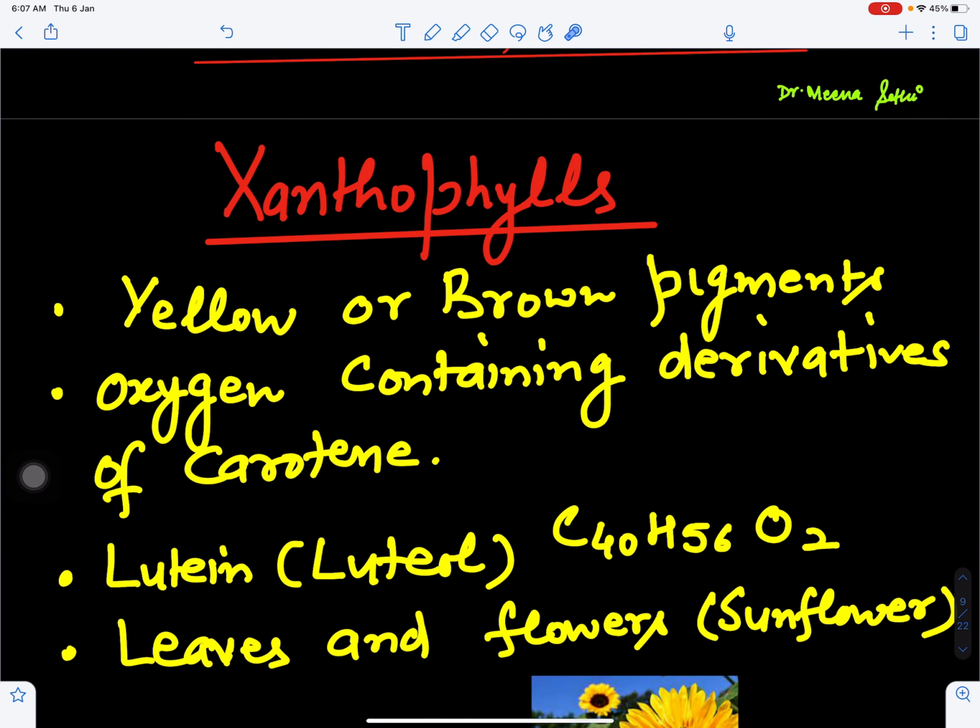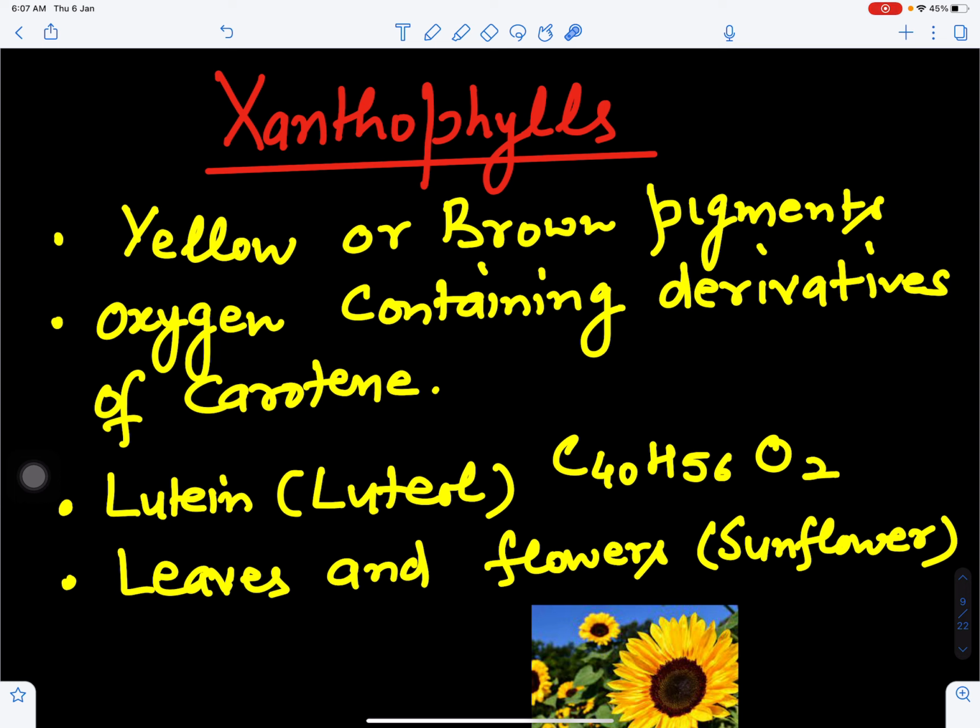Then we'll discuss the next pigment called xanthophylls. Xanthophylls may be yellow or brown pigments. Like we said, the general formula for carotene is C40H56. If oxygen is added, then this becomes xanthophylls. So we can say they are oxygen containing derivatives of carotene. This is the oxygen which is added to the carotene. An example is lutein or luteol.